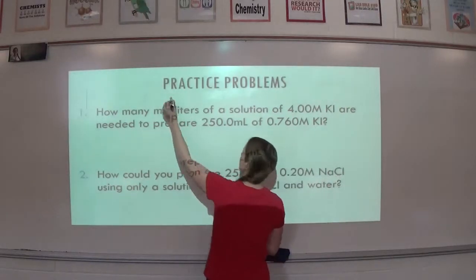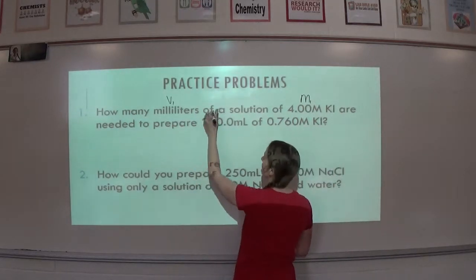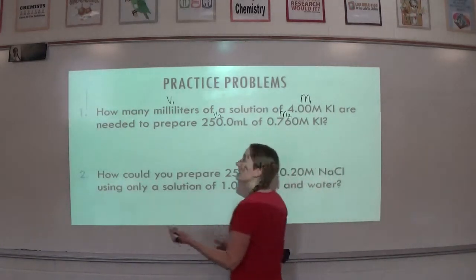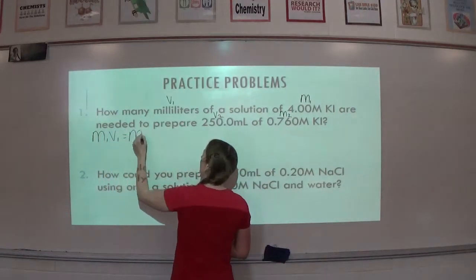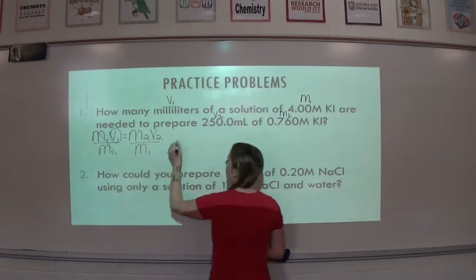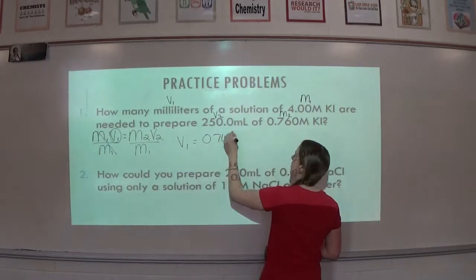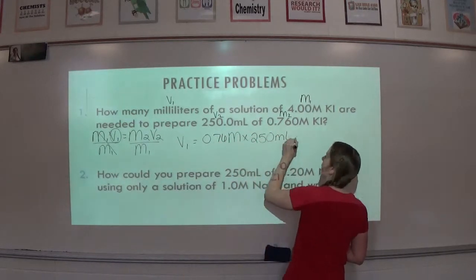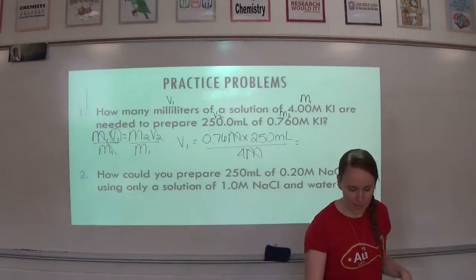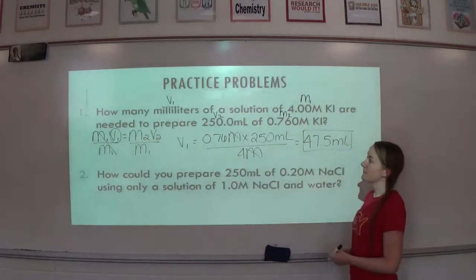It says how many milliliters, so I'm looking for V1 again, of a solution of 4 molar, so there's my M1, potassium iodide, are needed to prepare 250 milliliters, so there's my V2, of 0.76 molar potassium iodide, so there's my M2. Again, we're solving for V1. So I'm going to divide both sides by M1, and then I just plug in. That basic algebra math is always the easiest. So I have M2, 0.76 molar, times V2, which is 250 milliliters, divided by M1, which is 4 molar. My molarities cancel, and when I solved, I got 47.5 milliliters. So hopefully you also got 47.5 milliliters.